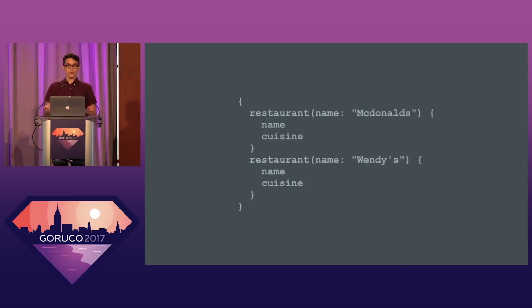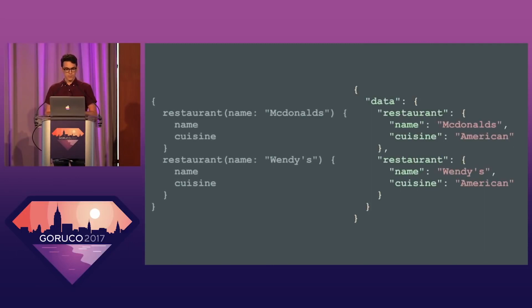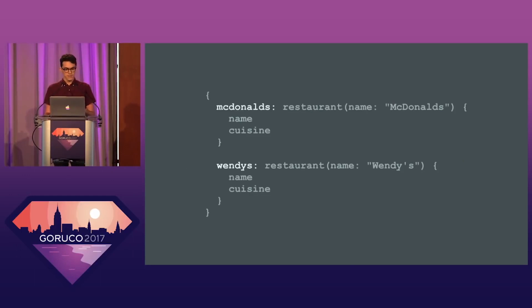So what if we wanted to fetch 2 restaurants by their name? You can imagine that the response would look something like this, right? Because the query defines the shape of the response. But you'll notice that we have a key conflict, which I'm pretty sure is legal JSON, but would totally wreak havoc in Ruby. And so what GraphQL allows us to do is alias field names.